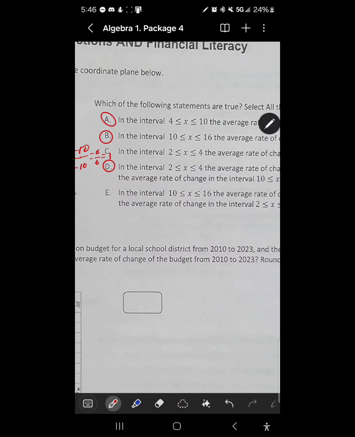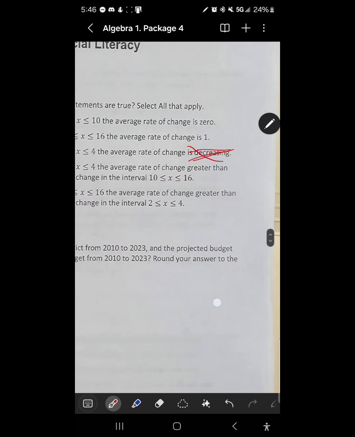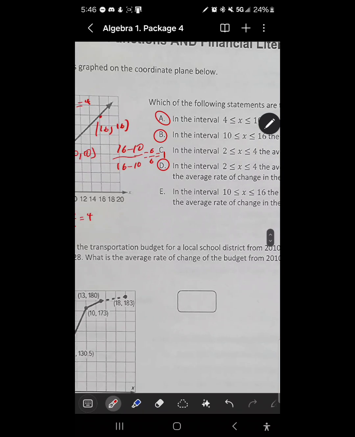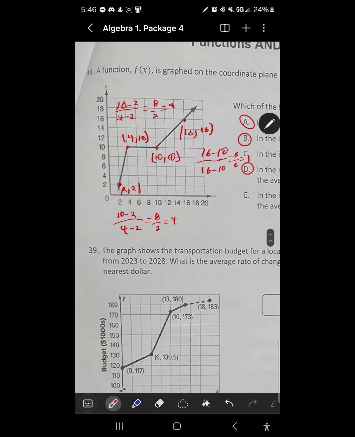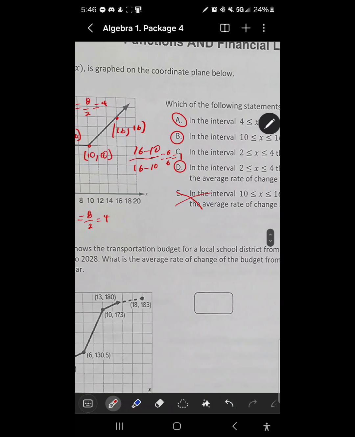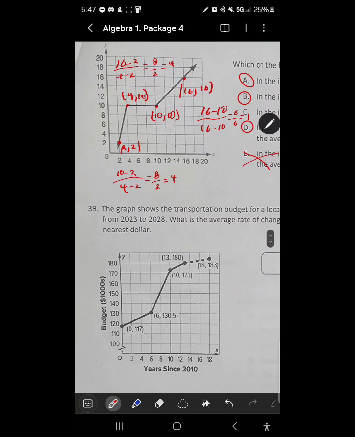Now, E: in the interval 10 to 16, the average rate of change is greater than the average rate of change of 2 to 4. And no, that's not true. We calculated it was smaller than that one. Since this one is 4, this one is no. Let's continue. I'm sorry, by mistake I pressed the stop button, so to continue.